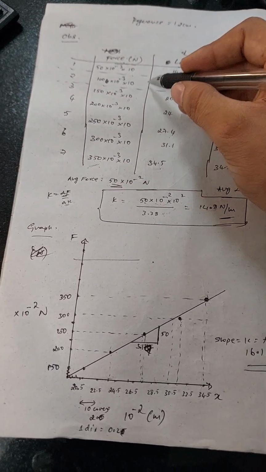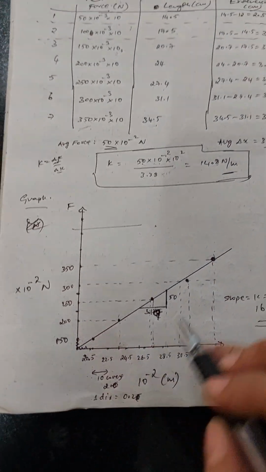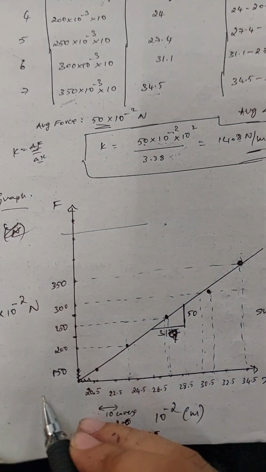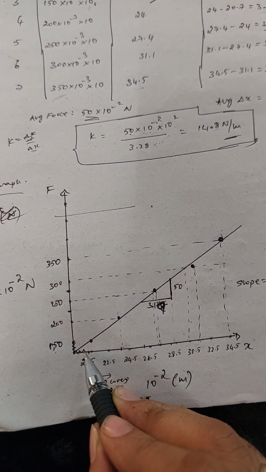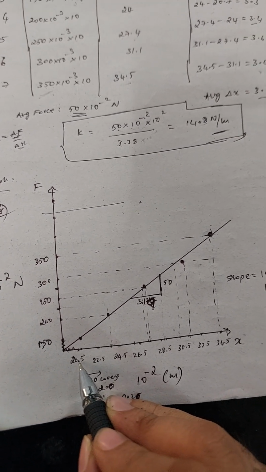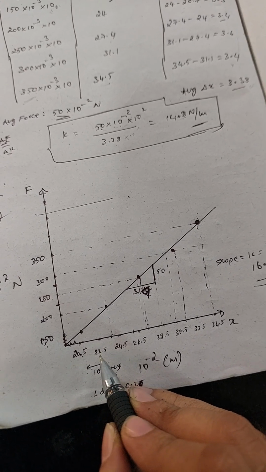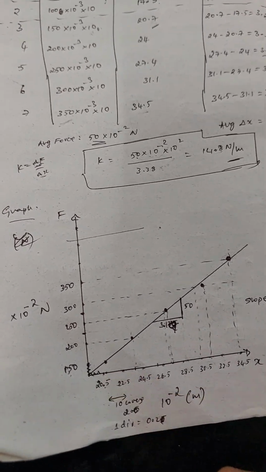Again, you can start from here or here, it doesn't matter. I have started from the first reading itself, somewhere from here. I've started from 150 grams and 20.5. That means I can start from 20 also, I don't have to start from 1 or 2. But I have taken a constant scale. Here 1 centimeter is equal to 2 centimeters, and here 1 centimeter is equal to 50 grams.